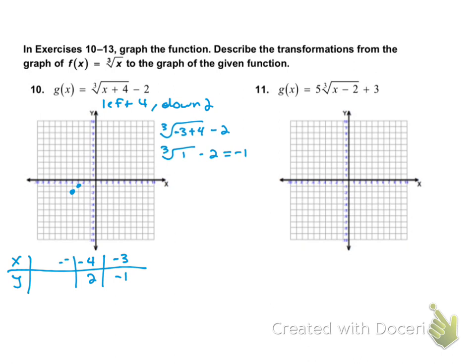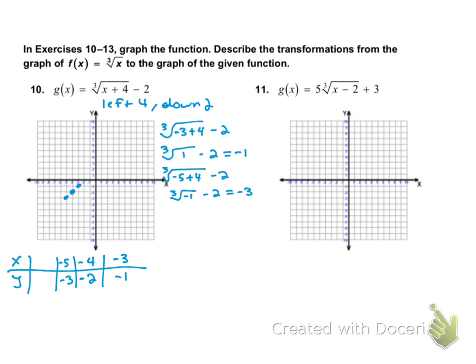Then I'm going to plug in -5. So that'll be the cube root of -5 plus 4 minus 2. That'll be the cube root of -1 minus 2, which will give you -1 minus 2, which is -3. Sorry, I forgot to put that negative on there. So we got -5, -3 there.